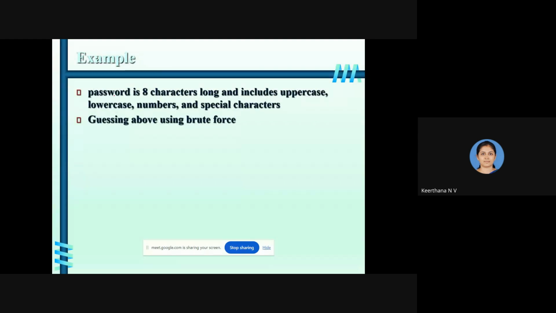I have already said that if your password is 8 characters long and includes uppercase, lowercase, numbers, or special characters, it is strong. The more of these four combinations you use in your password, the better. Still, it can be guessed using brute force by involving a combination of optimization techniques.